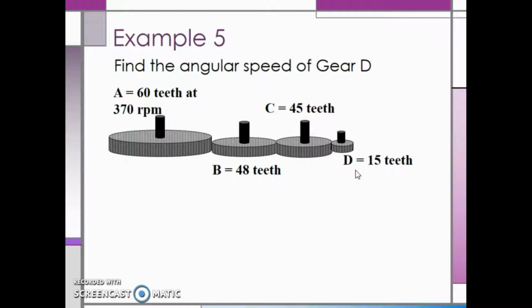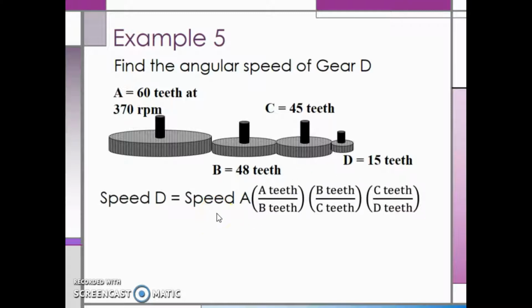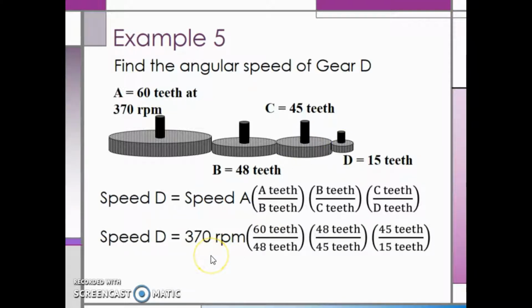The speed of gear D is equal to the speed of gear A multiplied by the gear ratio wherever teeth mesh. So we have A teeth divided by B teeth, B teeth divided by C teeth, C teeth divided by D teeth. Substituting in our values, we have 370 RPM for the speed of gear A, 60 teeth divided by 48 teeth, 48 teeth divided by 45 teeth, and 45 teeth divided by 15 teeth. Multiplying by everything in the numerator and dividing by everything in the denominator, we end up with the speed of gear D being 1,480 RPM.